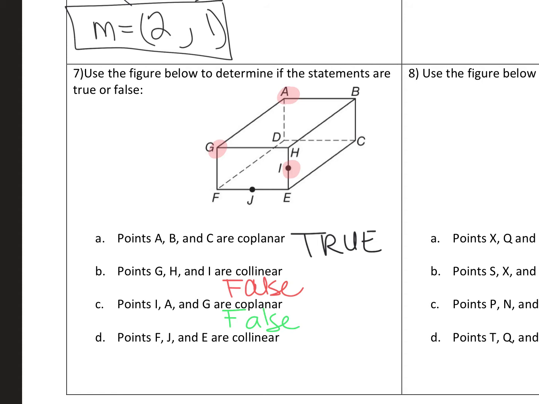Okay. So part of this is just knowing your definitions. The last one is going to be F, J, E are collinear. Are F, J, and E on the same plane or same line? Here's F, here's J, here's E. Can I make one line that goes through all three of them? I can. And so the last one is true.